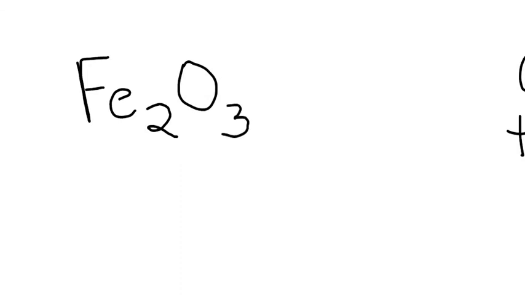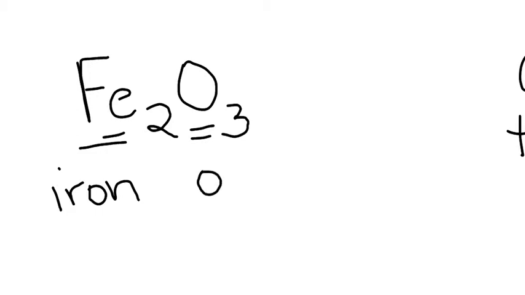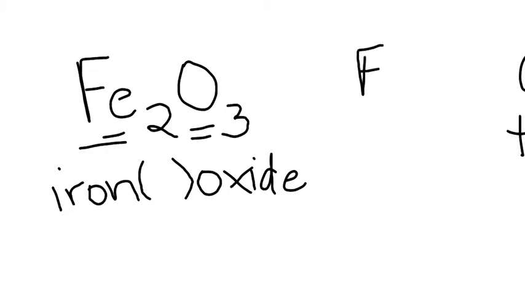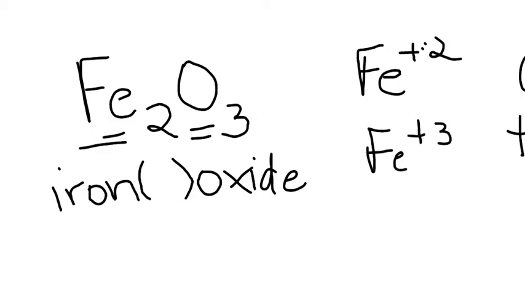Fe2O3. How would you name this compound? Well, what we've been practicing is that you would name the first element, iron. Its name wouldn't change. The second element would take on an -ide ending, oxide. But this name is incomplete because we need to tell which iron we used. Did we use Fe with a +2 charge, or did we use Fe with a +3 charge? And that much we need to figure out.